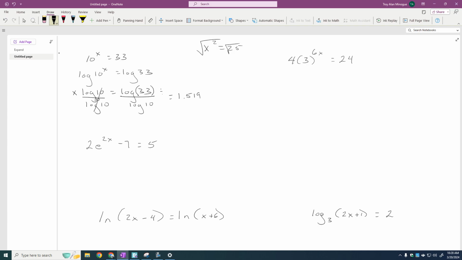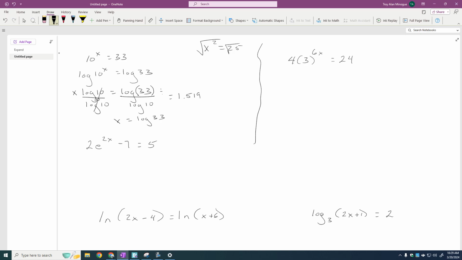Make sure you get that same answer. And if we did the log of 10 equals 1, then just do the log of 33, and you will get the same number. Okay. Once you get this, hit pause. I'll give you a hint before you run away.